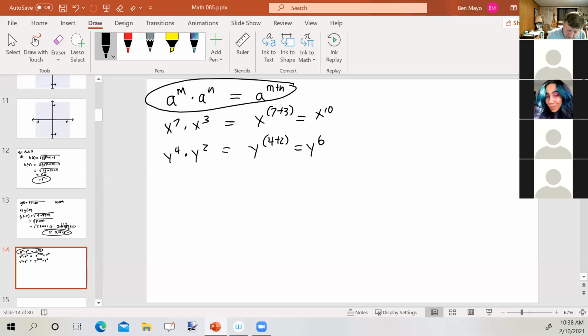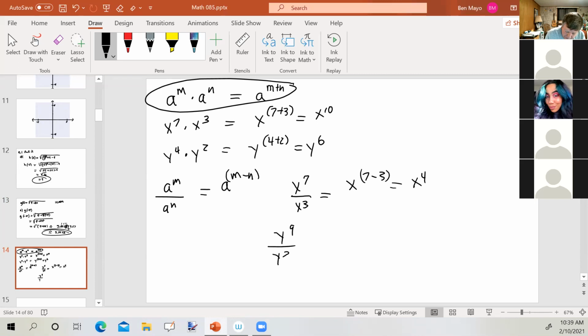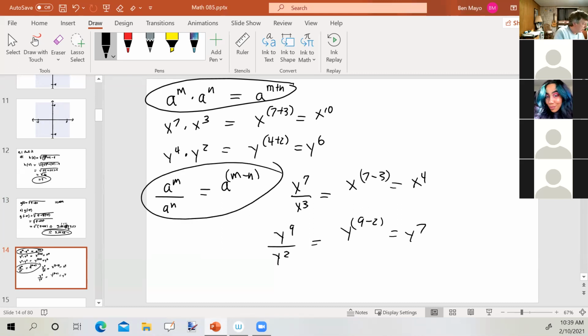Another rule, let's say we have a power divided by a power. So we're dividing two powers with the same base. So now we get the base with the top exponent minus the bottom exponent. So for example, x to the 7th divided by x to the 3rd would be x to the 7 minus 3 power, or x to the 4th power. Y to the 9th divided by y to the 2nd would be y to the 9 minus 2 power, or y to the 7th power. Any questions about that particular rule?